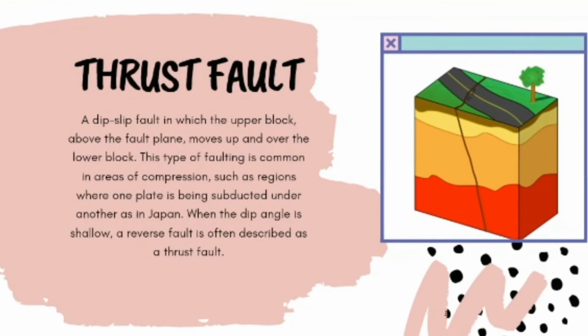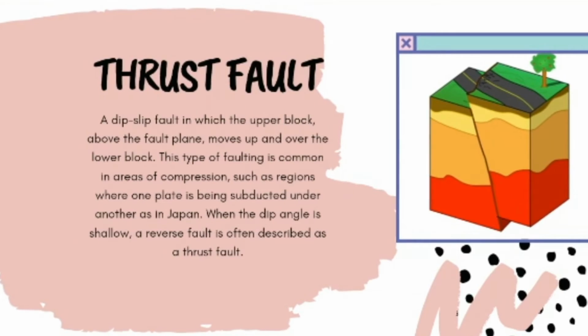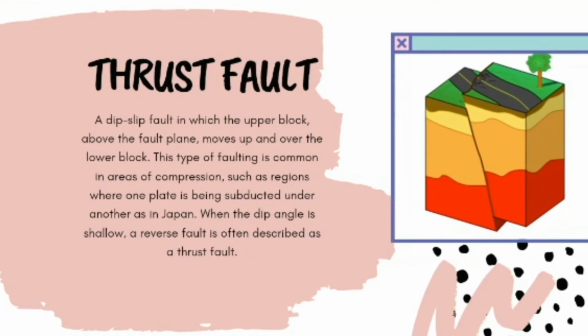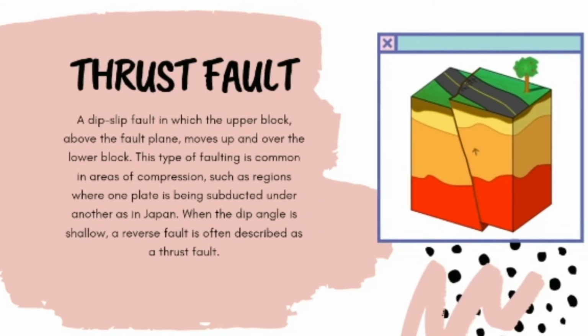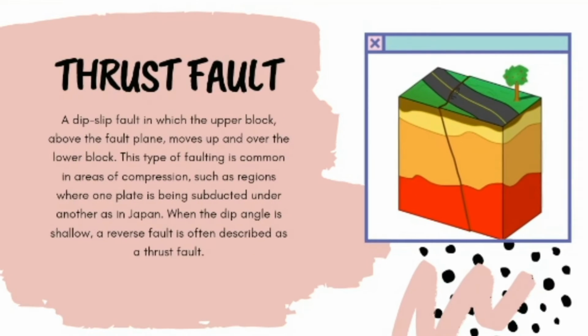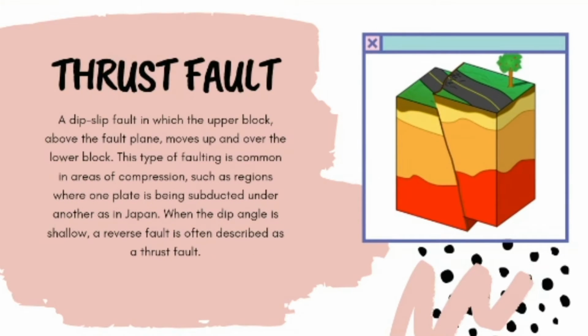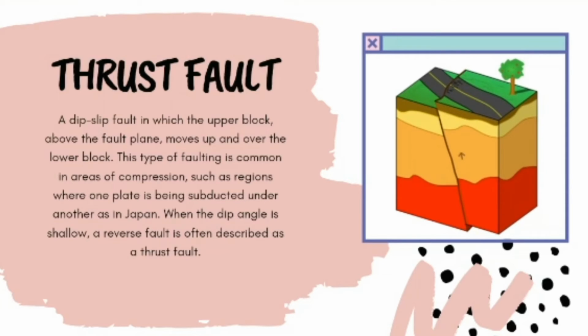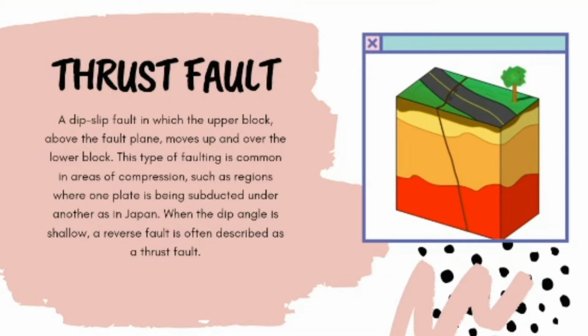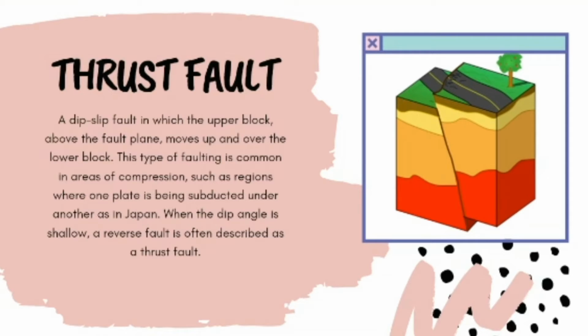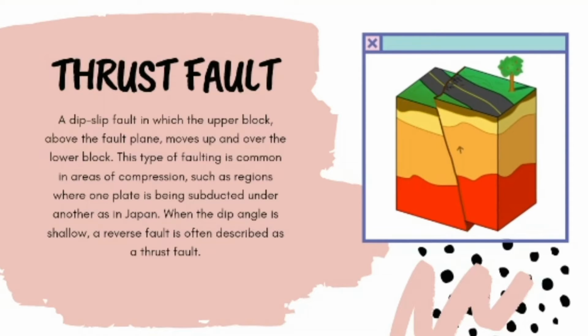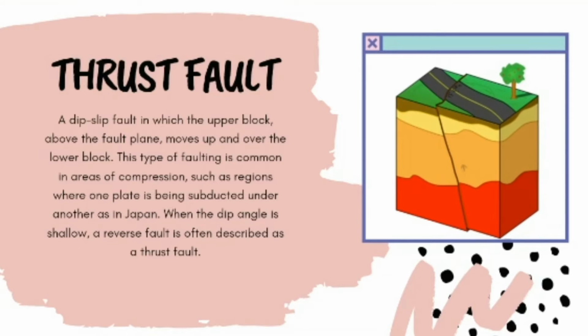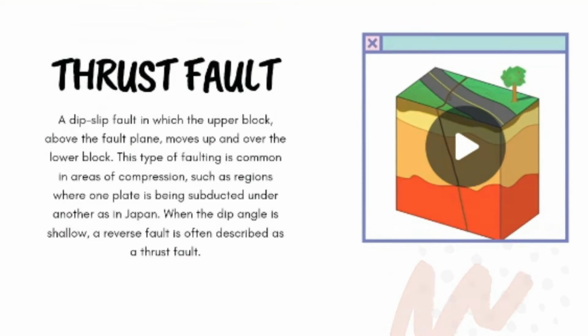Second is thrust fault, a dip slip fault in which the upper block above the fault plane moves up and over the lower block. This type of faulting is common in areas of compression, such as regions where one plate is being subducted under another, as in Japan. When the dip angle is shallow, a reverse fault is often described as a thrust fault. Showing on the side is how a thrust fault usually moves.